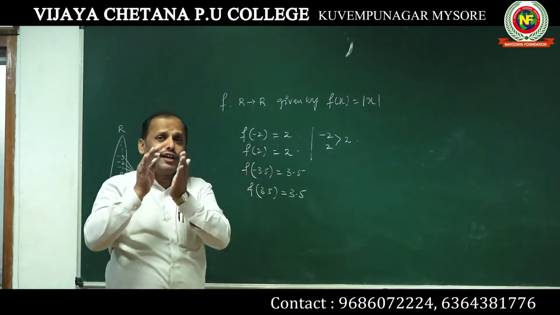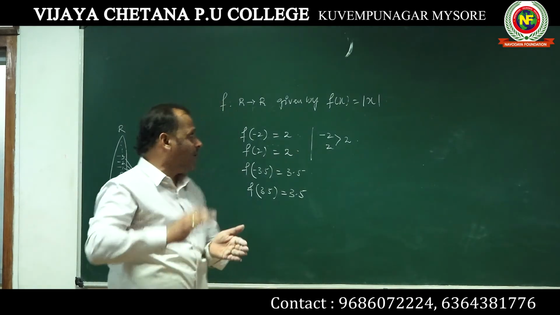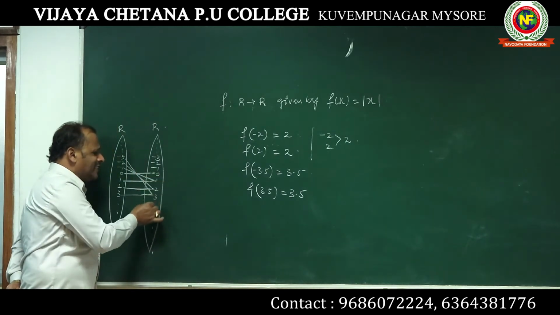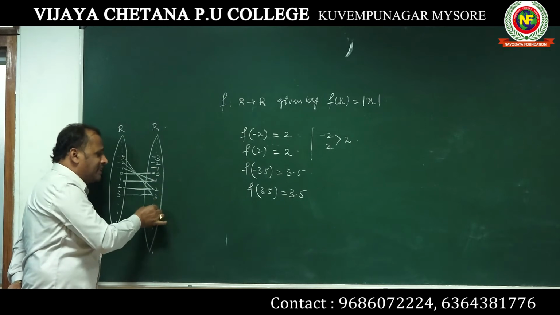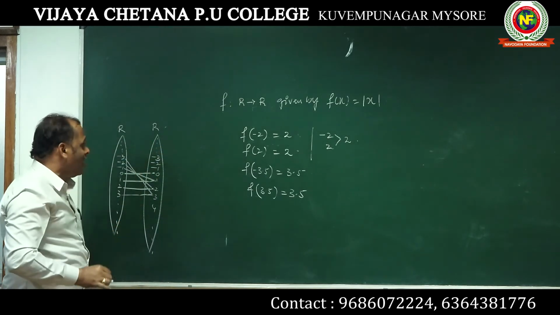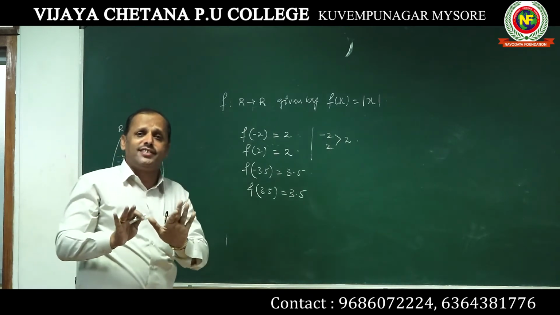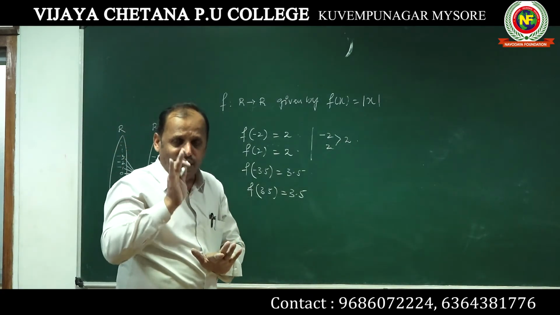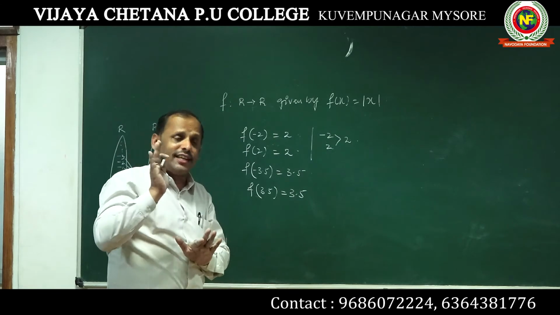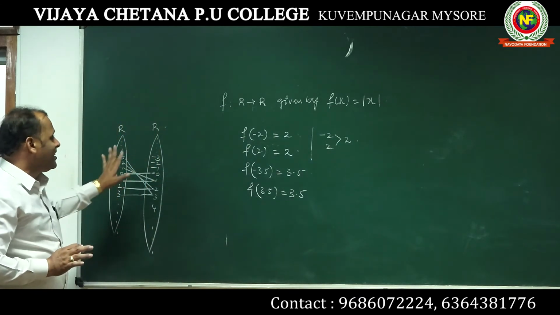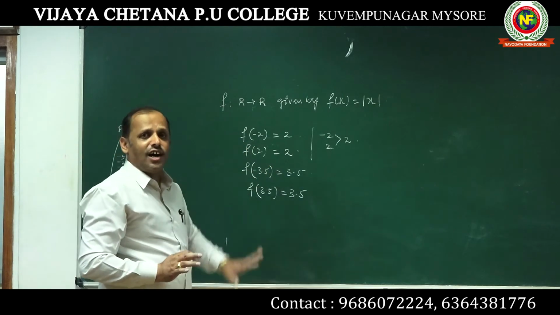When we come to the point of onto, listen to me, all the positive elements of the codomain are images, but the negative numbers are not images. Therefore, it is not onto.